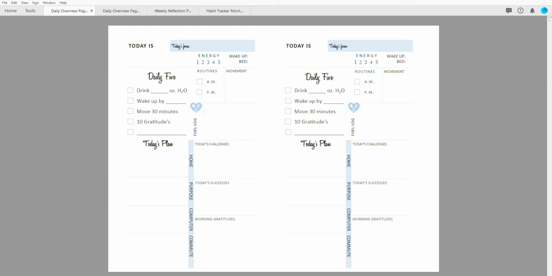So as we see, we're looking at our daily page. One side, basically today is, you put in whatever the date is. Today's focus, that's whatever you want to bring about focus to during that day. It could be how you're going to show up for that day. Like today, my focus is to stay energized, or today my focus is to stay focused.